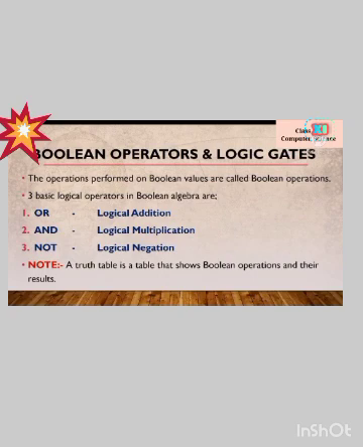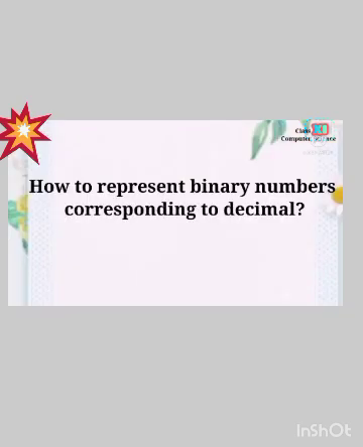A truth table. We have to learn about the truth table. A truth table is a table that shows Boolean operations and their results. Going further, we will see how to represent the binary numbers corresponding to the decimal numbers. Okay, let us make a quick revision on this topic.